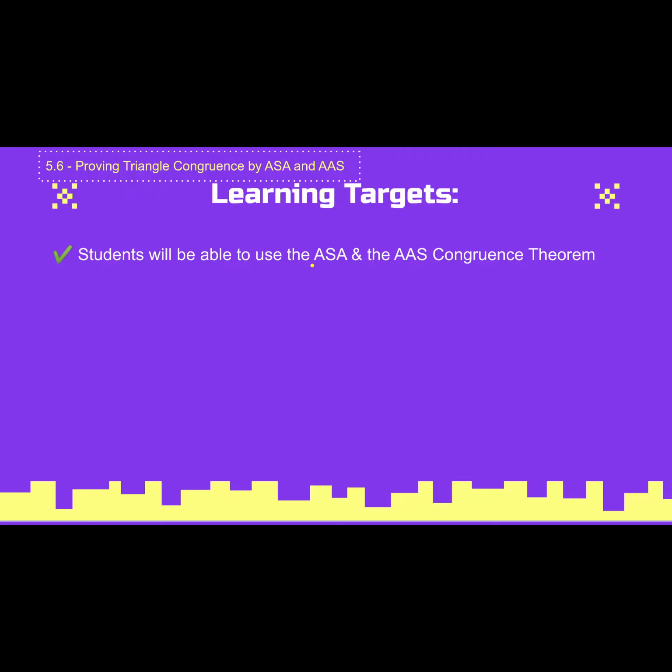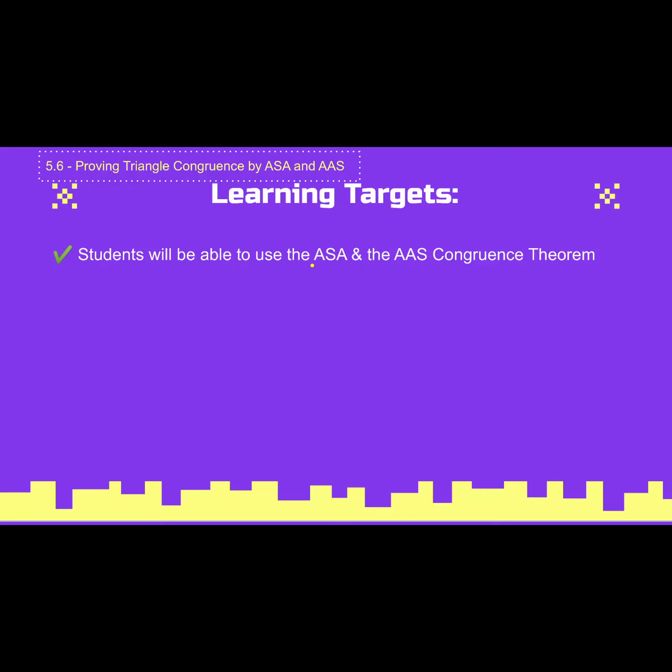Anyway, 2 new ways that we're going to be able to prove triangles are congruent. Before we get into those, what are the 3 ways that we have right now that we can prove that triangles are congruent? Name one of them. Side, side, side. Side, angle, side. Last one was what? Hypotenuse, leg. Nice. So those are 3 ways that we can prove triangles are congruent.